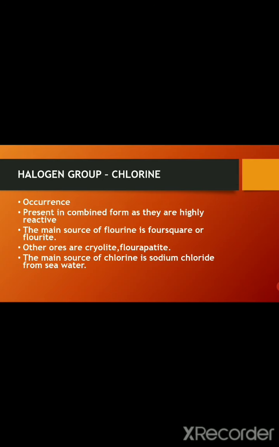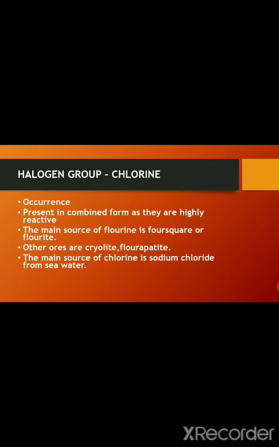The first one, halogen group, chlorine. So how it occurs, the occurrence. It is present in combined form as they are highly reactive. Chlorine is a highly reactive compound, therefore it is present only in combined form.